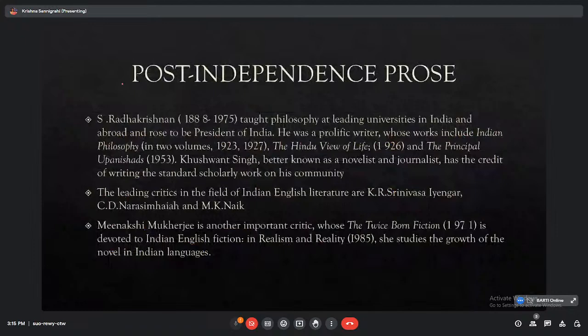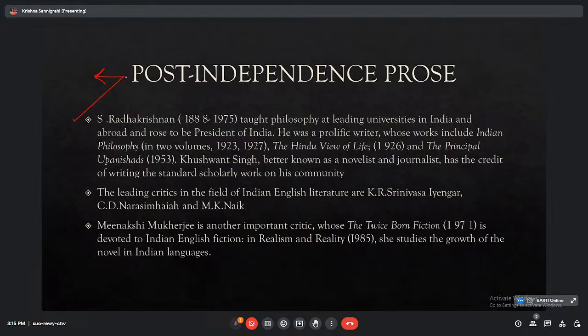Now, pre independence works we have already discussed in the previous lecture, and we quickly just went through post independence prose. So we will just focus a little on this and then move ahead with some important texts for today. So S.